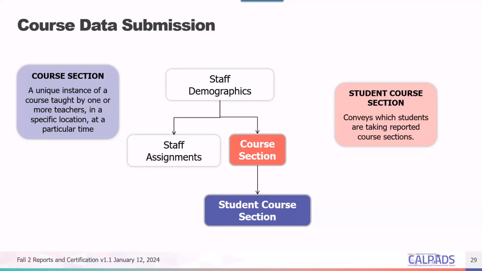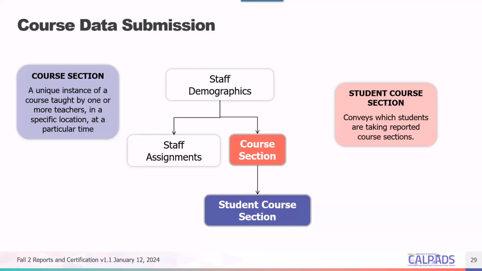And there's several different scenarios. Sometimes a single class of students in a single period have multiple courses. So the course really relates to the content, but in general, most of us, when we think of a course, it's represented the same in CalPADS.